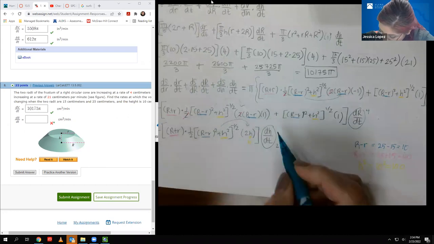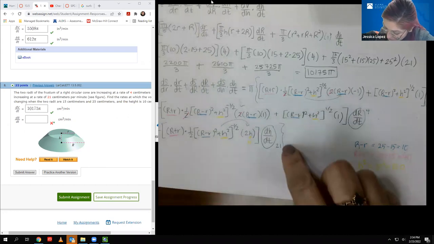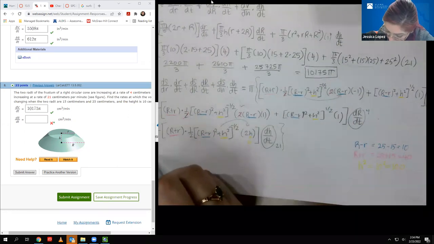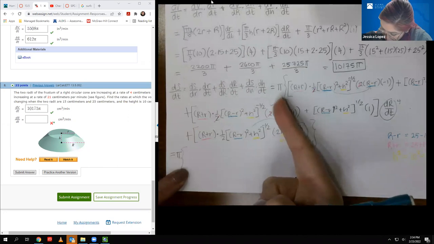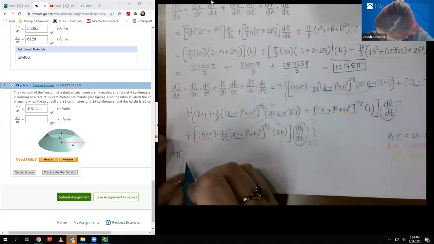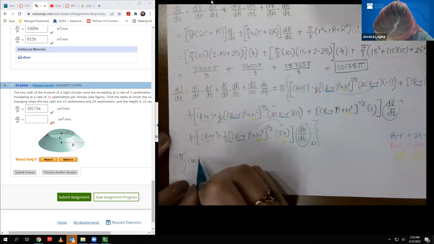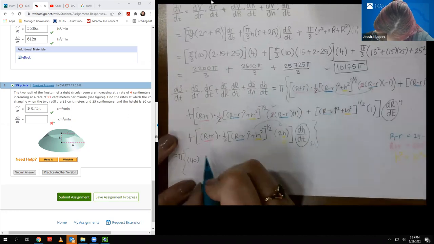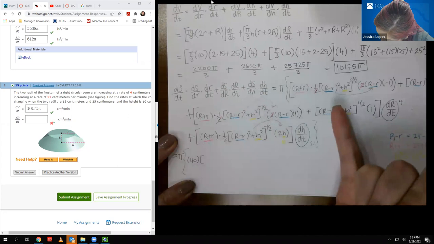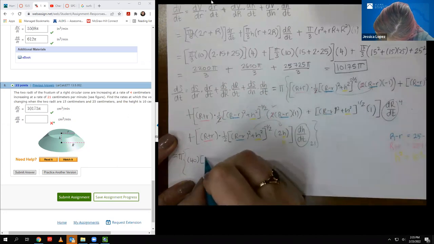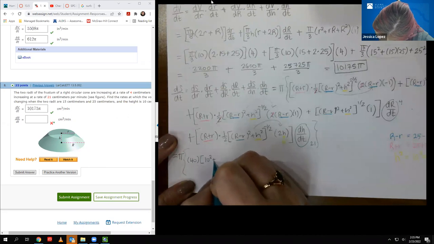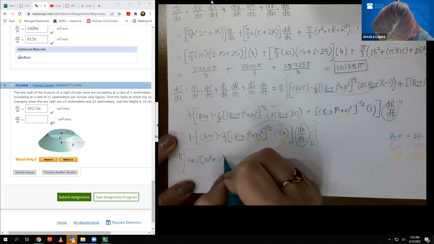We get pi, and I forgot to close my little braces. That's the end of everything that gets multiplied by pi. And so I have pi, brace, and then this pink thing is going to become 40. The 1/2 is already canceled. Then in the brackets, I'm gonna have 10 squared plus 10 squared.